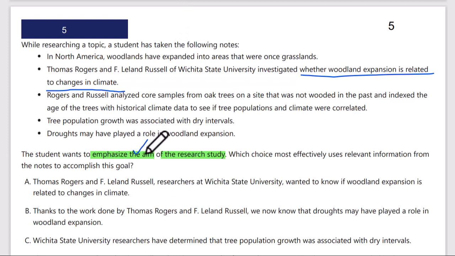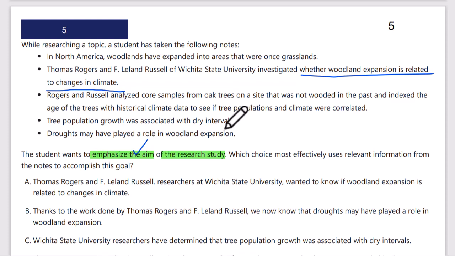So I'm looking for that among the answer choices. Just real quick, I'll read the other bullet points. Rogers and Russell analyzed core samples from oak trees on a site that was not wooded in the past and indexed the age of the trees with historical climate data to see if tree populations and climate were correlated. That's the method. Tree population growth was associated with dry intervals. That's one of the findings. Droughts may have played a role in the woodland expansion. That's another aspect of the findings.